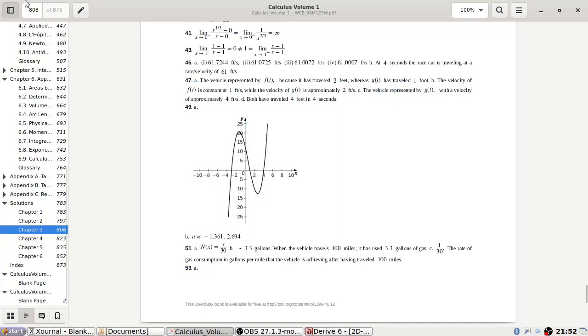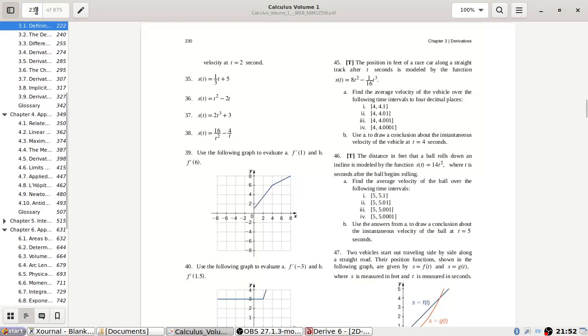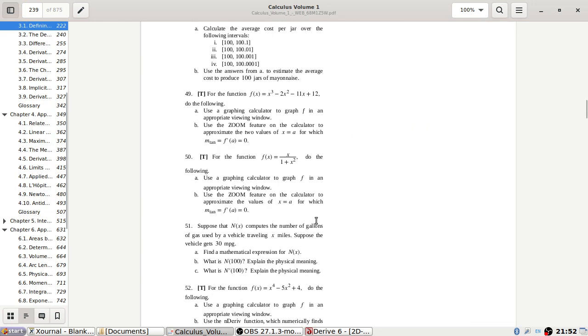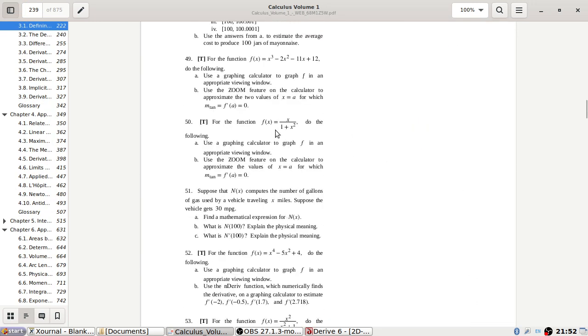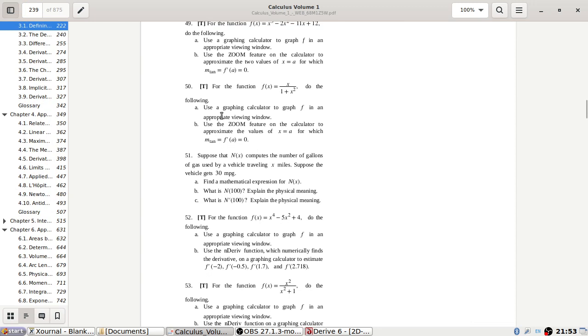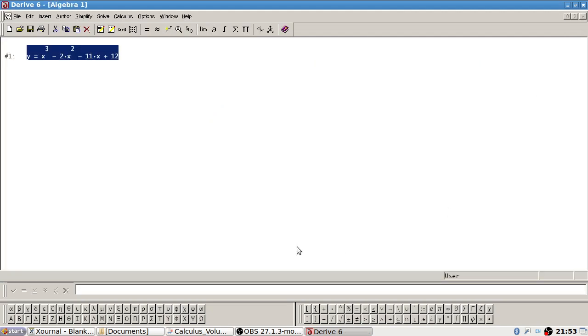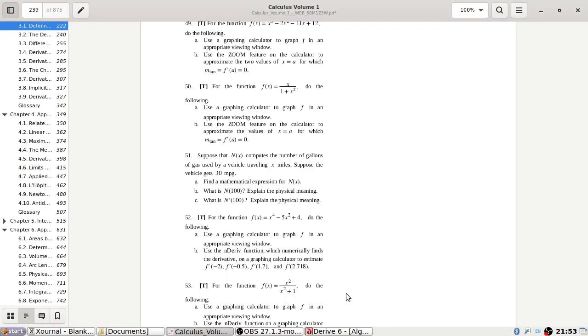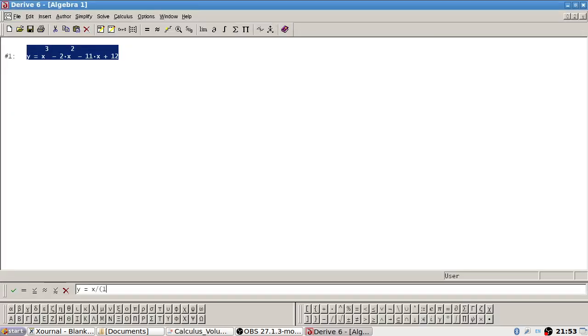All right. Let's see what's next now. Same again. Okay. Let's clear this up. Right. y equals x over 1 plus x squared.